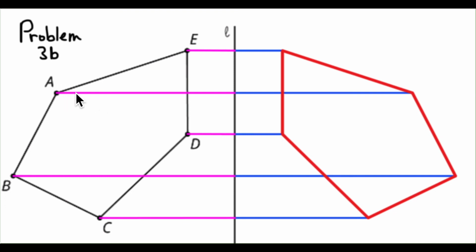A, same idea, perpendicular to the line of reflection, the same distance on the other side. B, the same idea, perpendicular to the line of reflection, an equal distance on the other side, and C, perpendicular to the line of reflection, an equal distance on the other side. So all of these should be labeled prime. So this would be E prime, D prime, A prime, B prime, and C prime. So this is the reflected image of figure A, B, C, D, E.